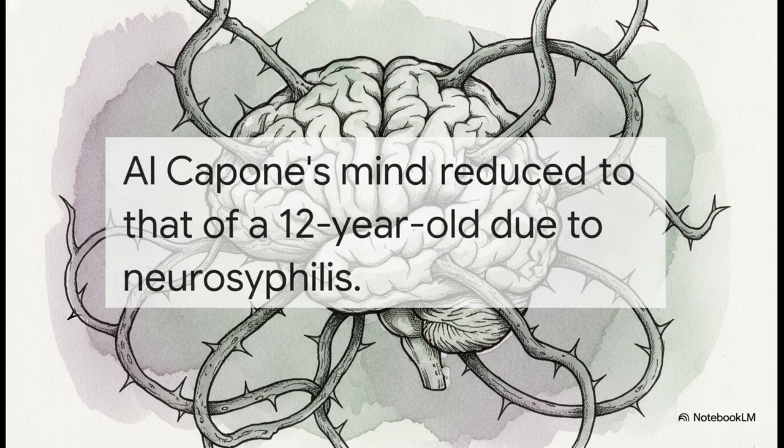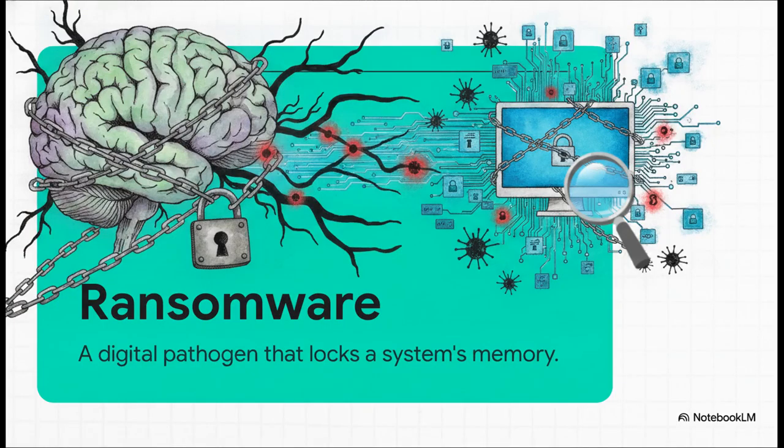Now keep that tragic physical reality in your head for just a second. Because we see that exact same pathology in ransomware. Ransomware is quite literally a digital pathogen that locks a system's memory. It does the precise, destructive thing to a computer's architecture that neurosyphilis did to Al Capone's biological memory. It invades the system, scrambles the data using military-grade encryption, and locks away those files and memory banks, rendering the mind of the computer entirely useless.